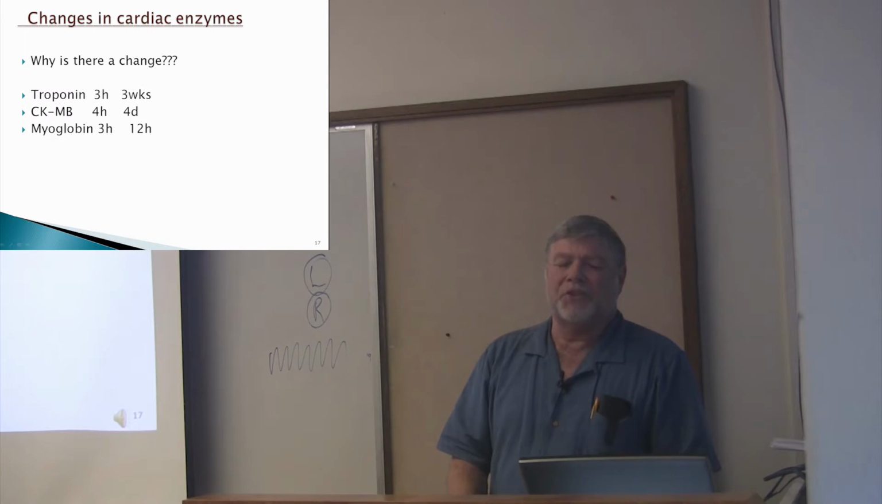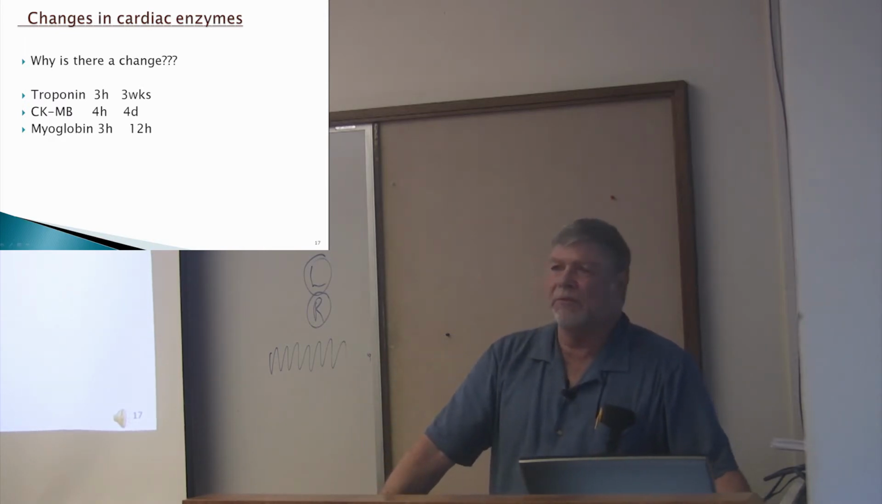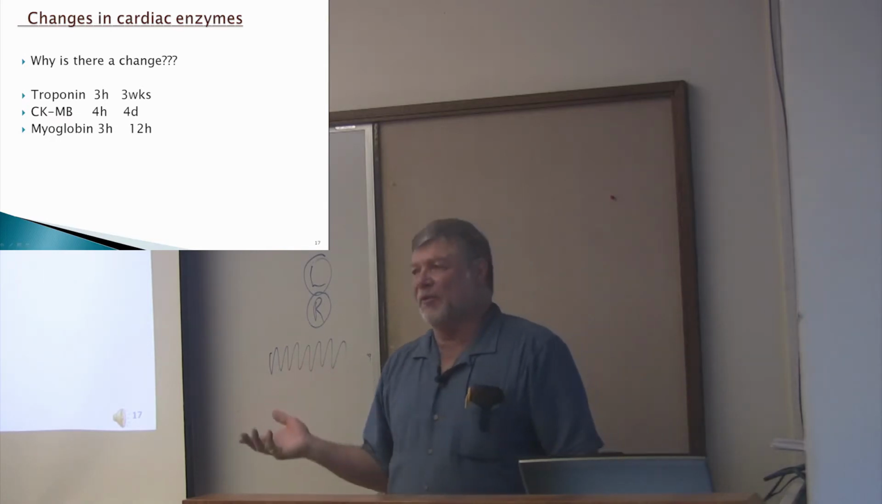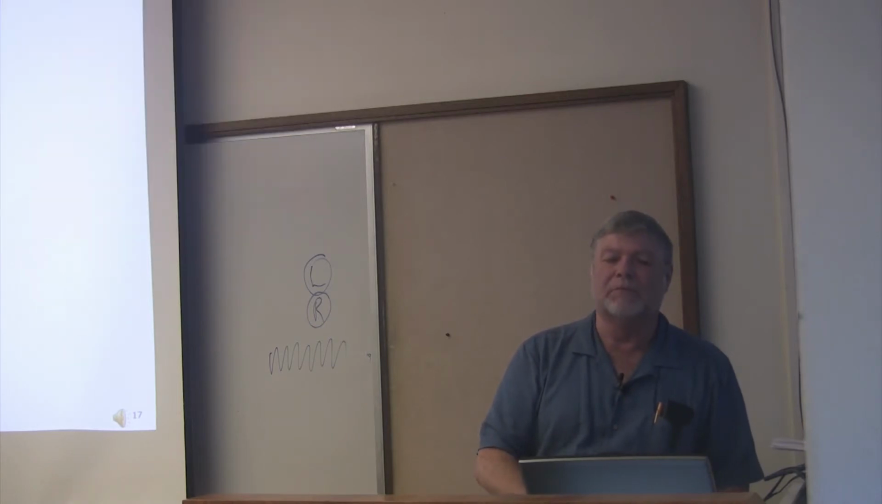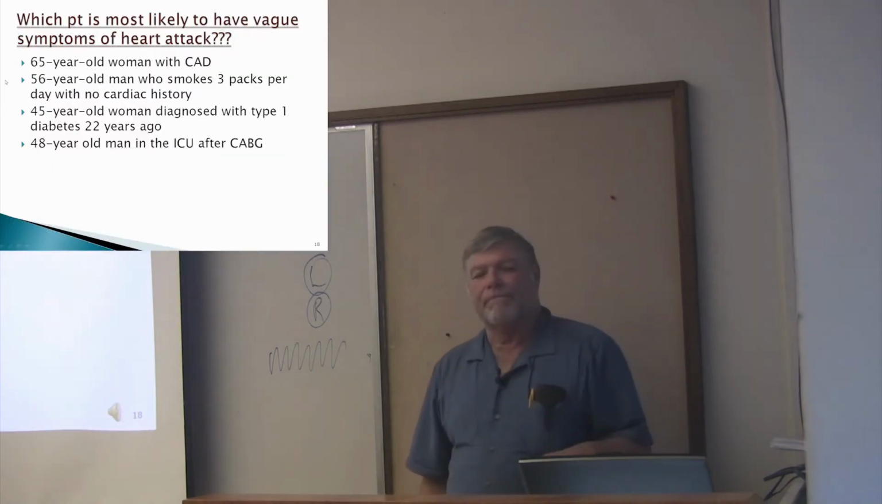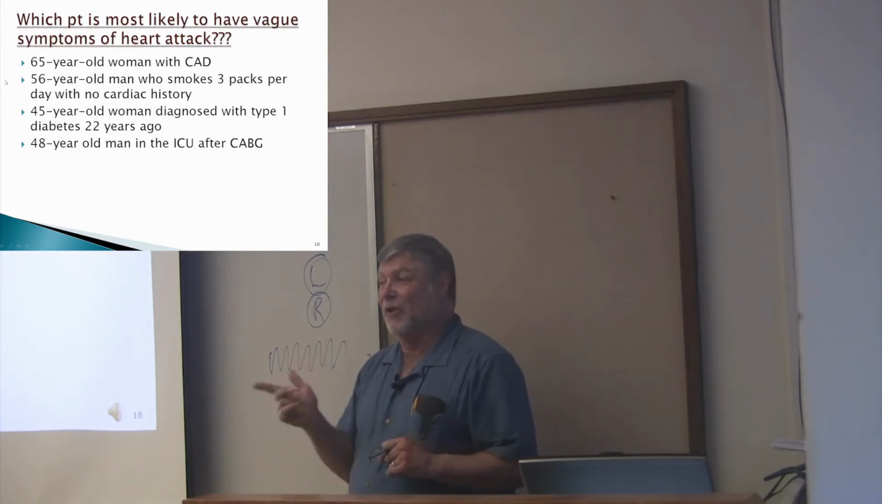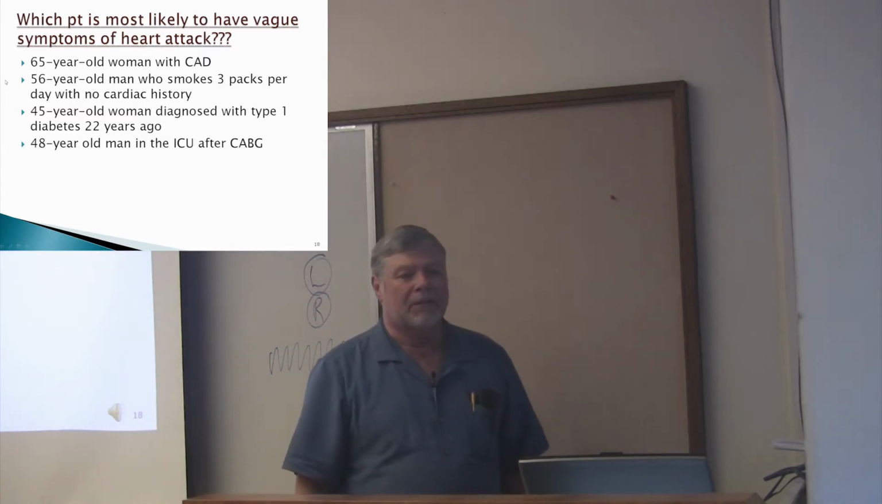So these others show up, but what's the problem with myoglobin? Why is it less useful? Where else do you have myoglobin? All your muscles. So any kind of muscle damage will lead to myoglobin. CKs are pretty useful. So which of these patients is the most likely to be difficult to diagnose? Who's the hardest one to figure out that is having a heart attack?